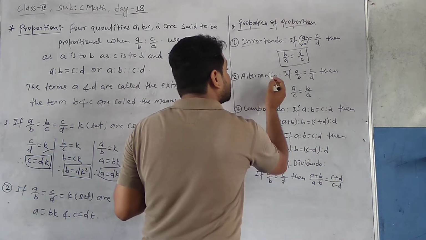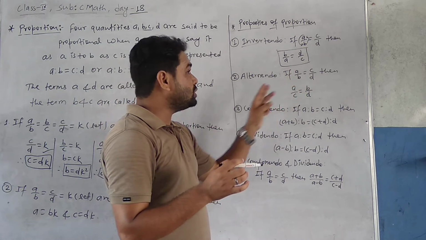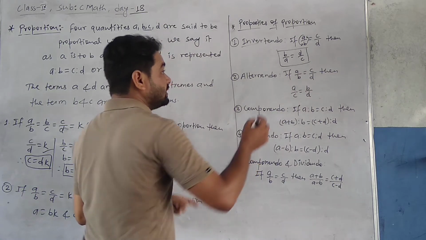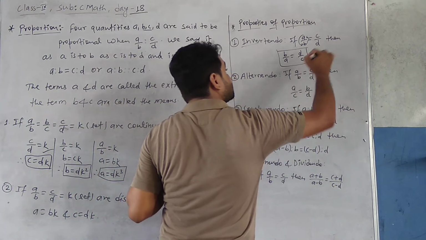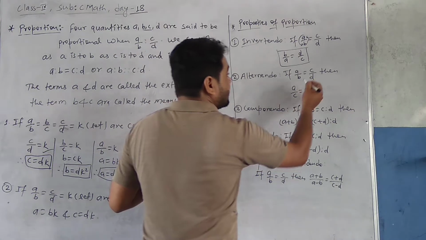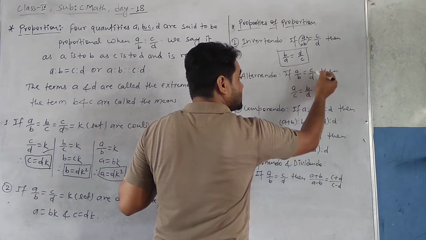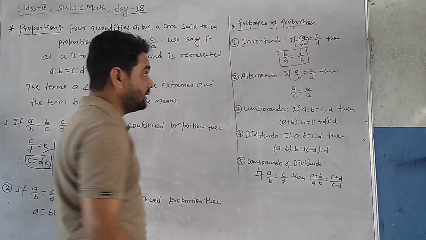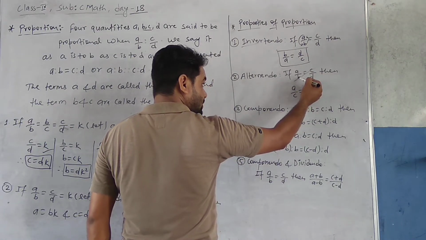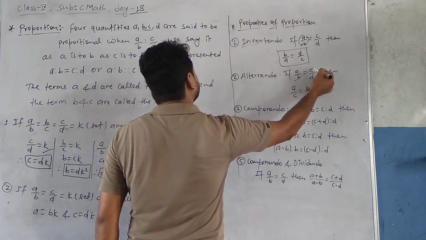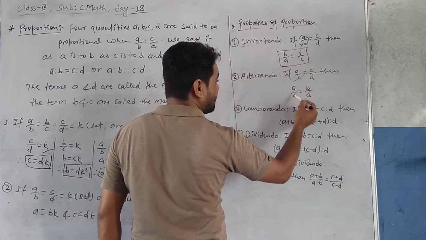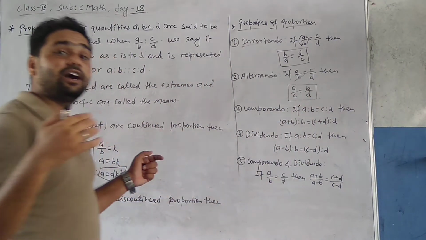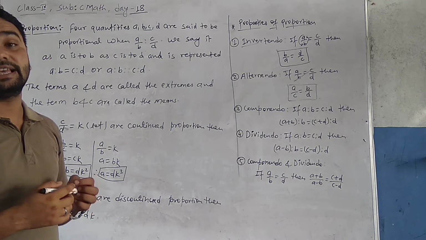Now, alternando. In alternando, we are going to alternate the cross one only. That is, from the left to the right one. From A upon B equals C upon D, that means we are going to interchange this one only, the cross type one. So this C comes in the place of B and this B goes in place of C. So we can find A upon C equals B upon D. This is alternando. They alternate between B and C.